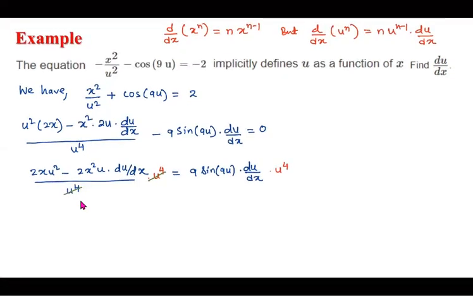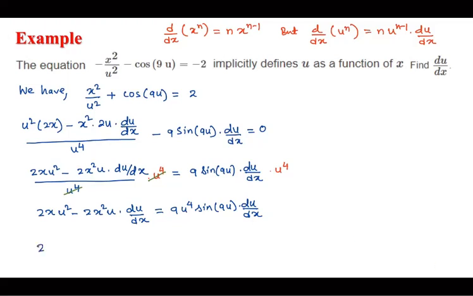So we are left with 2x u squared minus 2x squared u times du over dx, which is equal to 9 times u to the 4. Let me multiply that first, which will be 9u to the 4 sine 9u times du over dx. In order to find du over dx, we need it on one side. So I'm going to move this second term to the right-hand side, so that becomes positive.